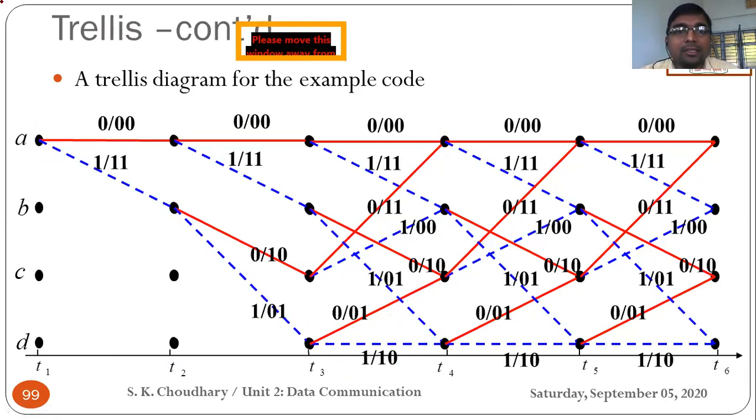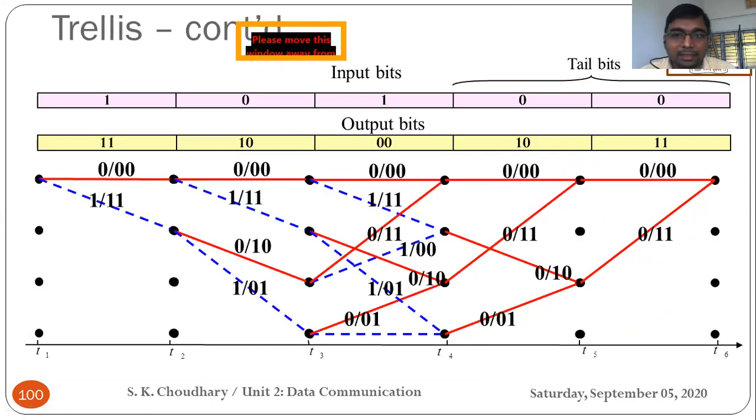Now, on the basis of this reference diagram, we would draw the trellis diagram according to our input. So what was our input sequence? 1 0 1 message sequence, and two flush bits are added at the end of the message, that is 0 0. So 1 0 1 0 0. So in the next point we would see this. So what is our input? 1 0 1, and two tail bits or flush bits are there.